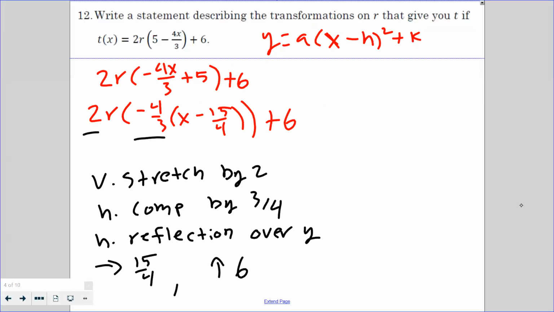So anytime you can, fix the equation so it's in that form: y equals a times (x minus h) plus k. I guess this one you don't really need the square. And then go from there. Any questions about that? Does that make sense? Go ahead.